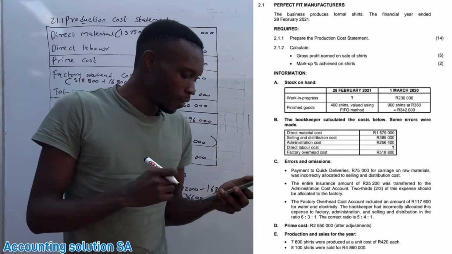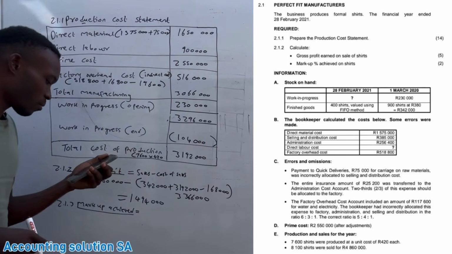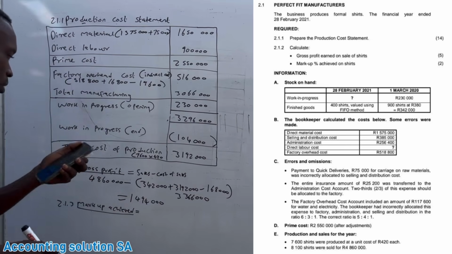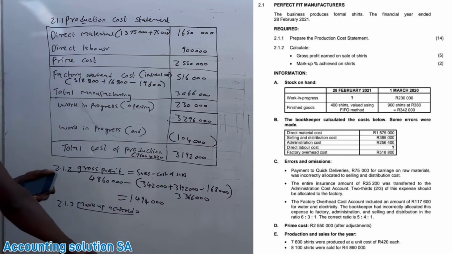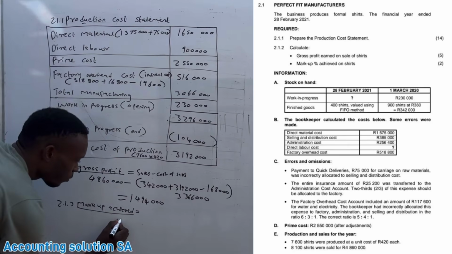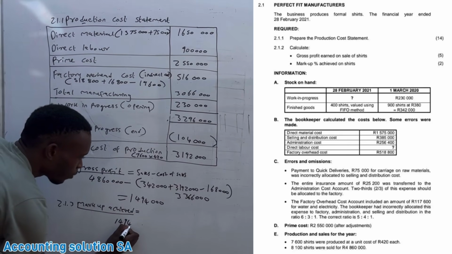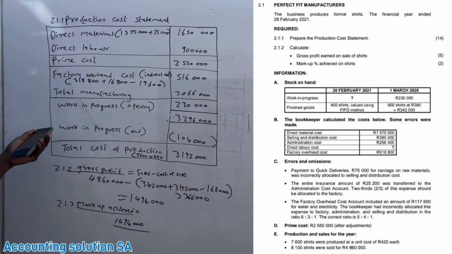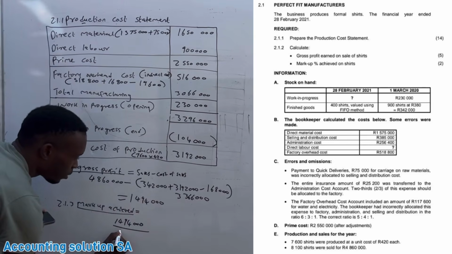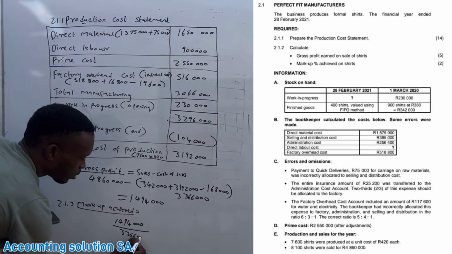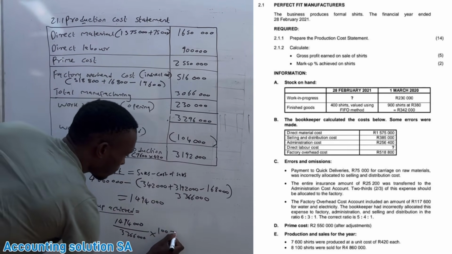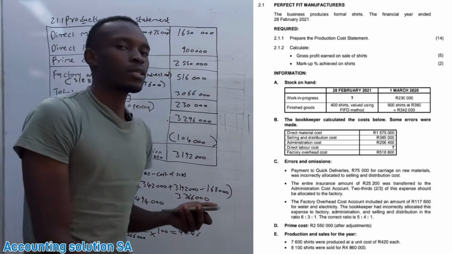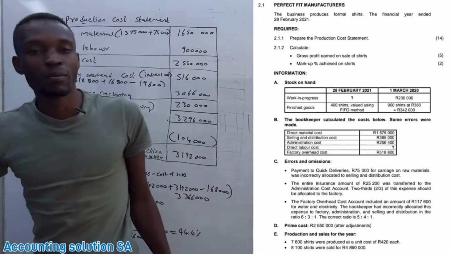Okay, for markup achieved, guys, you have to use the formula which is called gross profit divided by cost of sales. Gross profit, we calculated it, is 149,400, and then you divide by the cost of sales. Cost of sales, we calculated it here, is 3,366,000. Then you multiply by 100, and it's going to give you 44.4%. That's how simple this question paper was.